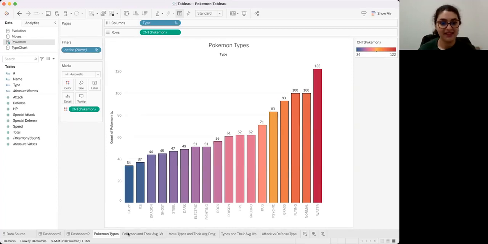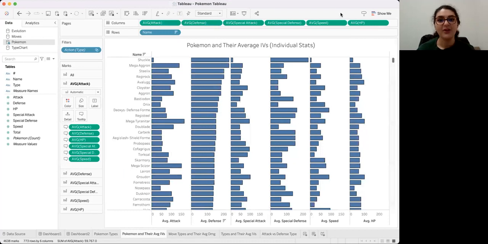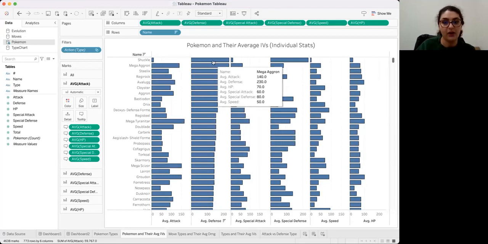Next, please. Thank you. I am also presenting the Pokemon and their average individual stats to you. As you have seen, we have various columns here. The first column is average attack scores. The next one is average defense. After that comes average special attack, average special defense, average speed, and average health points. And we have all the different kinds of Pokemons. These bar charts are very specific. For instance, if you hover over one of them, it's going to give you the exact numerical data.